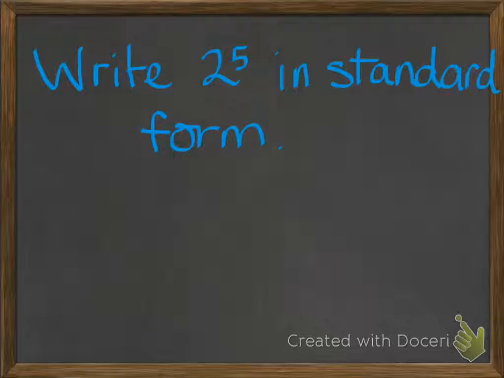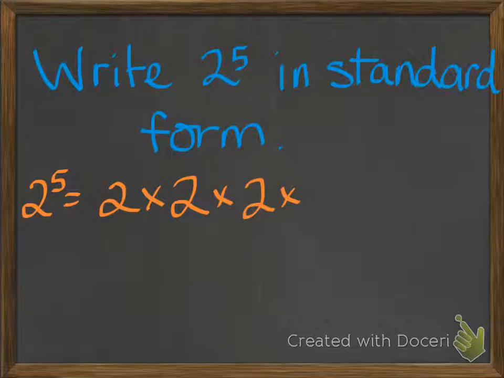Write 2 to the fifth power in standard form. Okay, to get to standard form, first I have to write it in expanded form. So 2 to the fifth power equals 2 times 2 times 2 times 2 times 2.